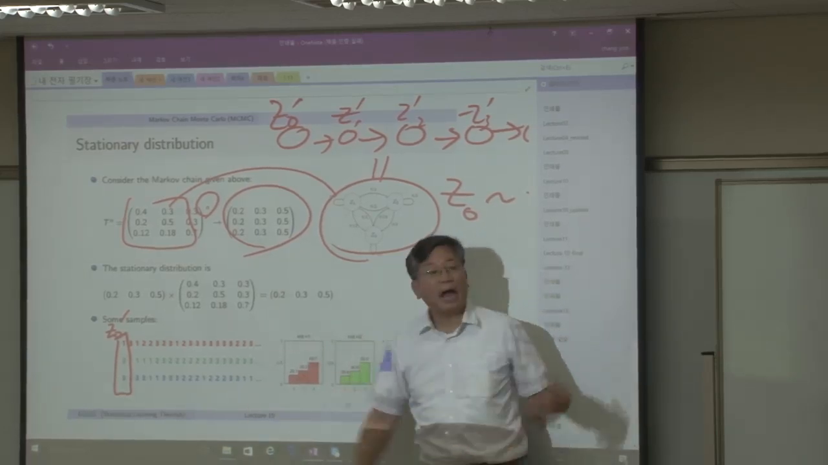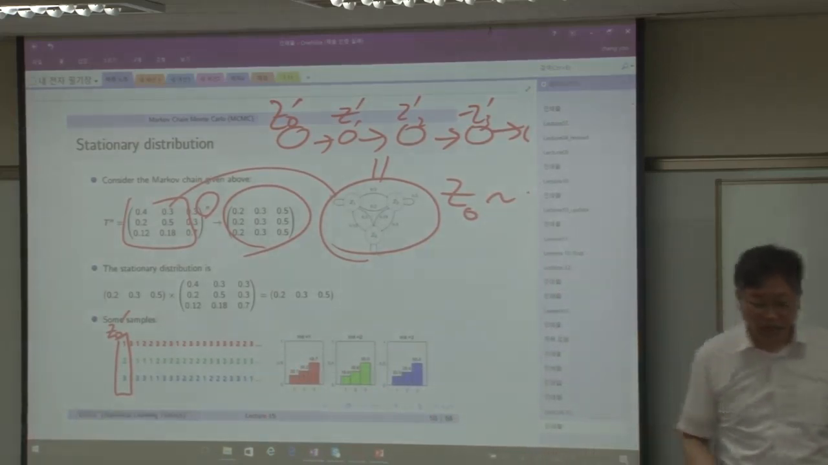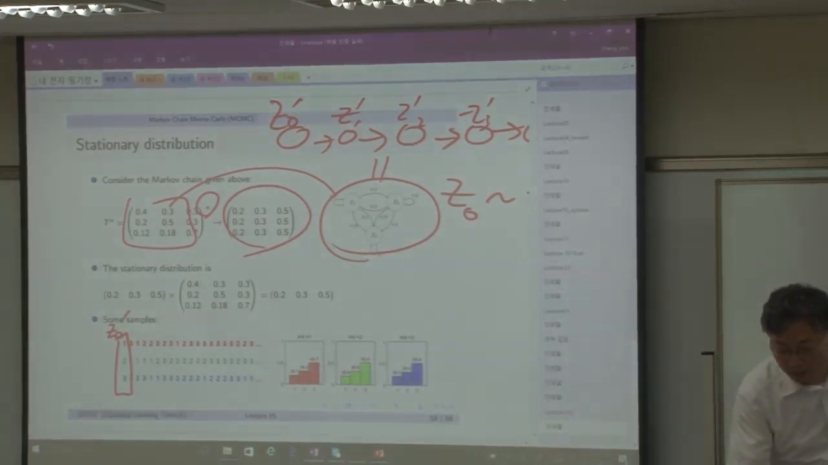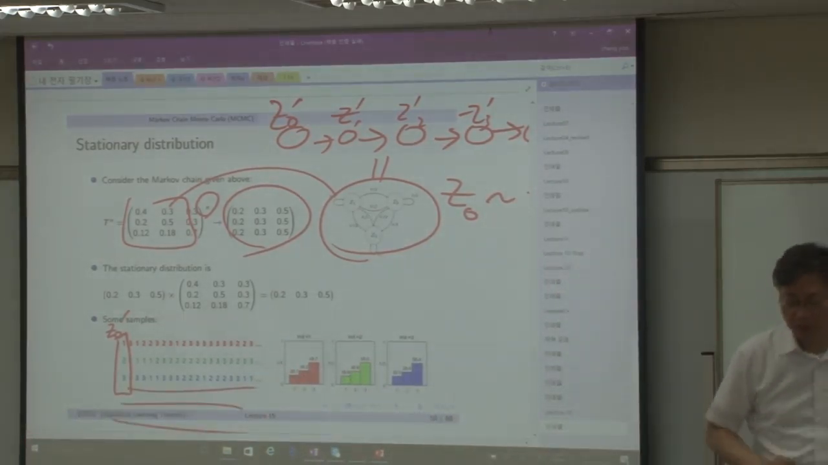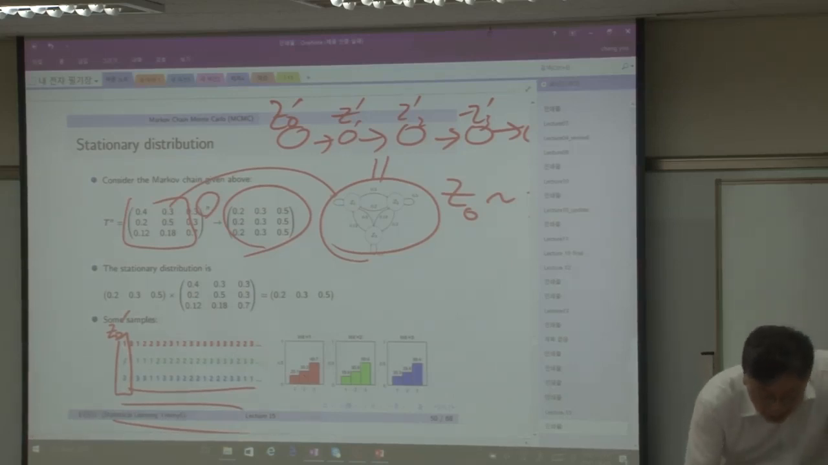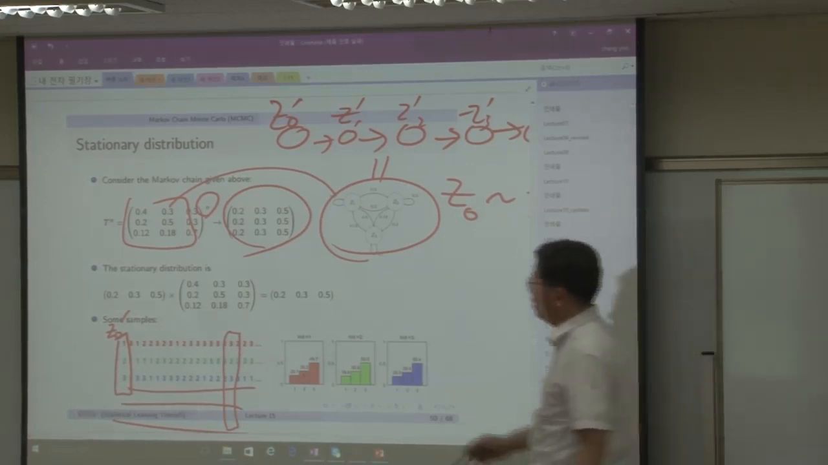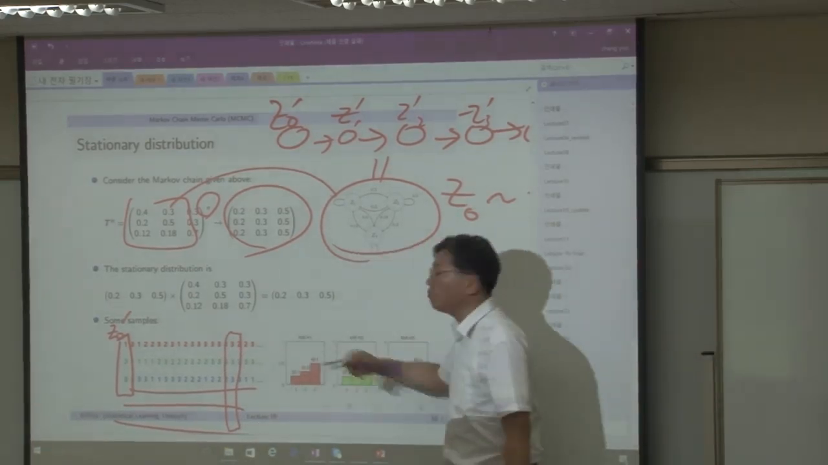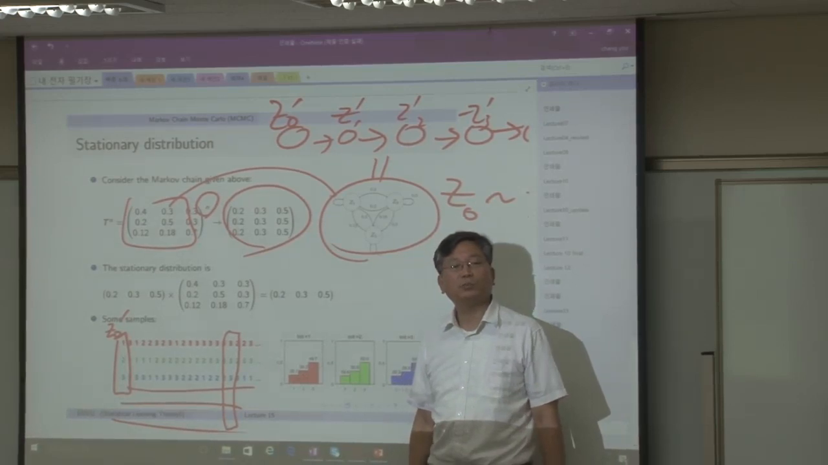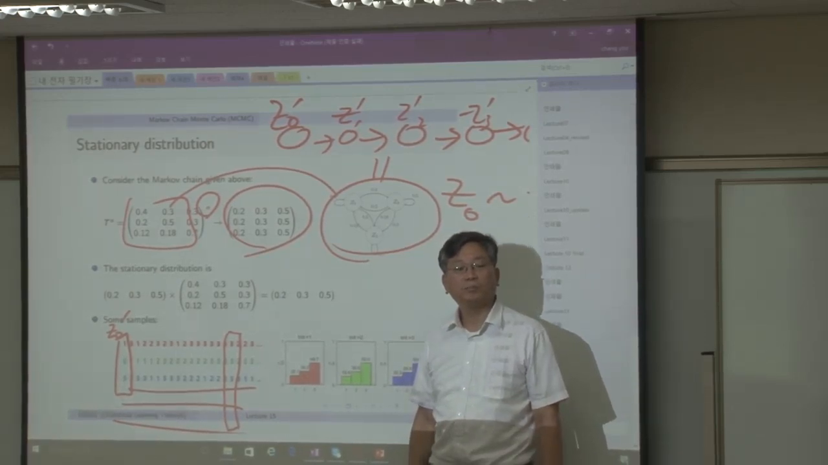Previously I had a slide where I did this for many, many cases, and I looked at the slice here, and I looked at the slice that way. That will also follow this type of distribution.